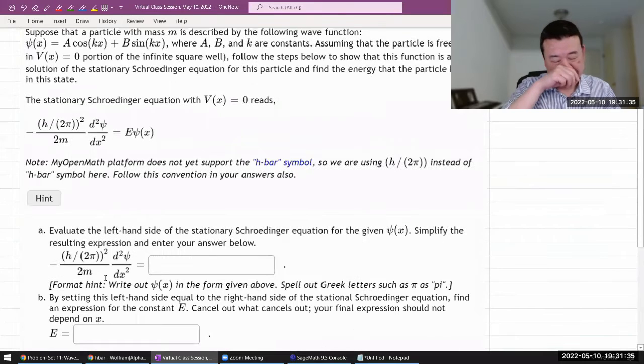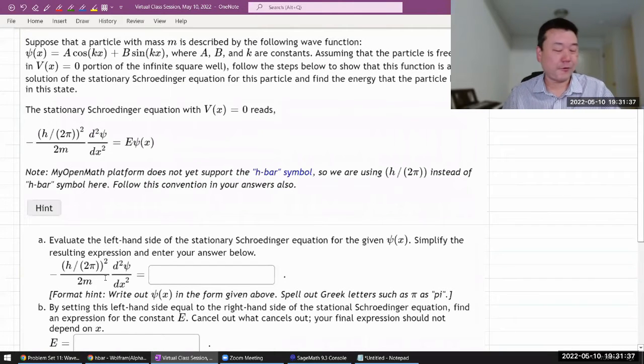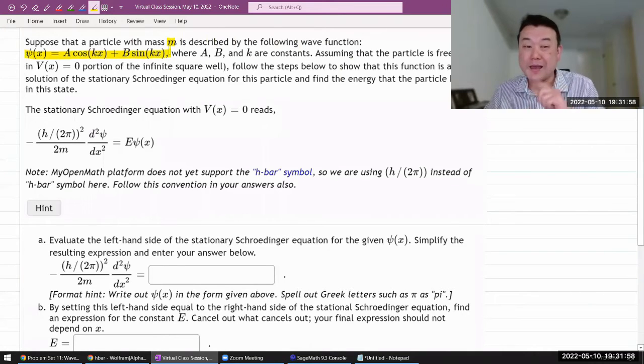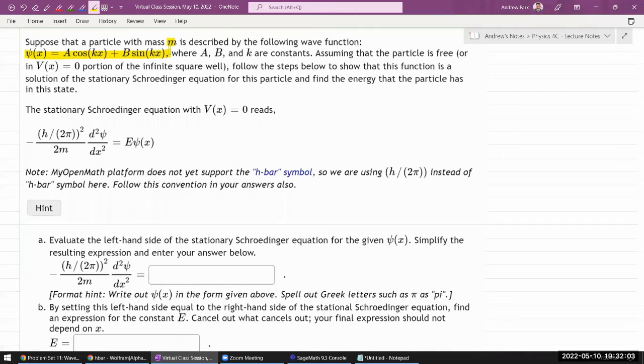All right, so this is a rather longish looking question. It says, suppose that a particle with some mass m is described by the following wave function. Okay, they are giving us a solution. That's nice, because once we have a solution, potentially all we need to do is take derivatives of the wave function. So a, b, and k are constants, good. Assuming that the particle is free, or in the zero potential energy pool.